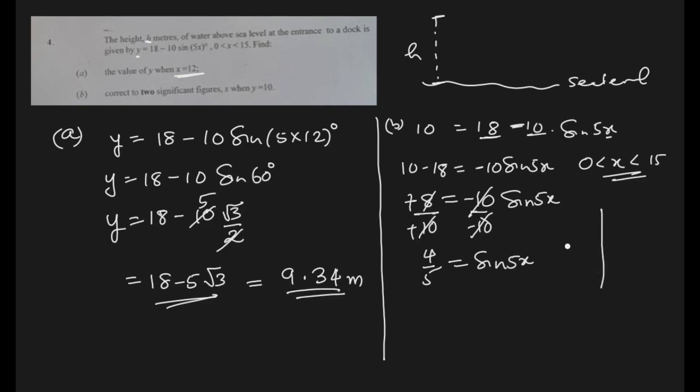Now we have to see when sine is positive 4/5. Right? Positive means sine will be in this quadrant or this quadrant. In both these two quadrants, sine is positive, and we'll find sine inverse 4/5. So 5x is going to be sine inverse 4 over 5. Let me use my calculator to evaluate this.